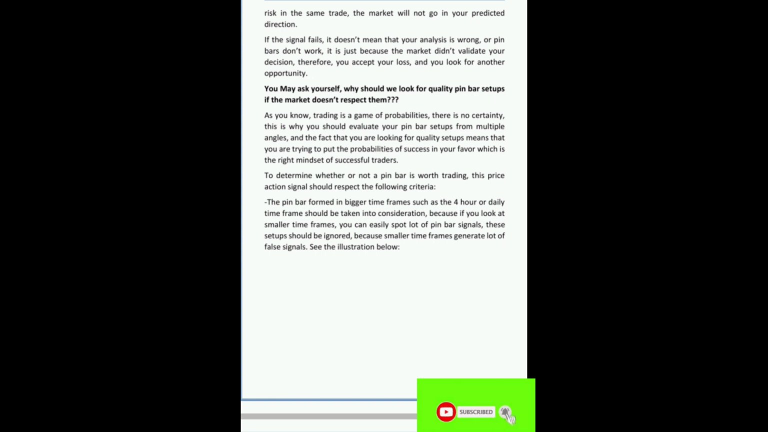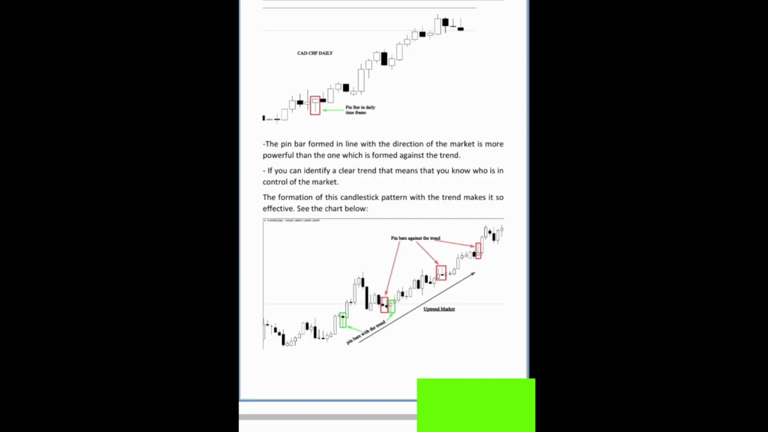The pin bar formed in bigger time frames such as the 4-hour or daily time frame should be taken into consideration, because if you look at smaller time frames, you can easily spot a lot of pin bar signals. These setups should be ignored because smaller time frames generate a lot of false signals. See the illustration below. The pin bar formed in line with the direction of the market is more powerful than the one which is formed against the trend.